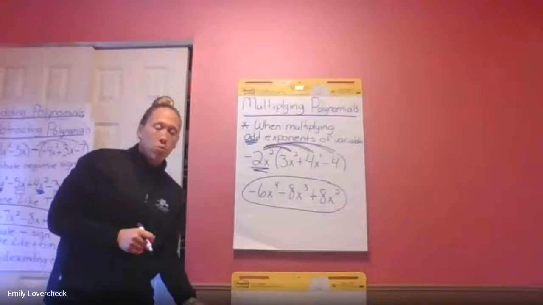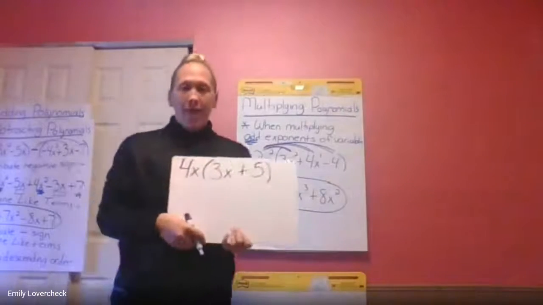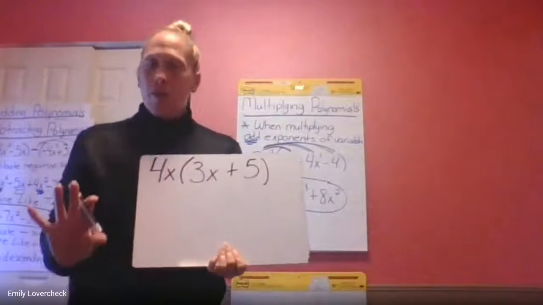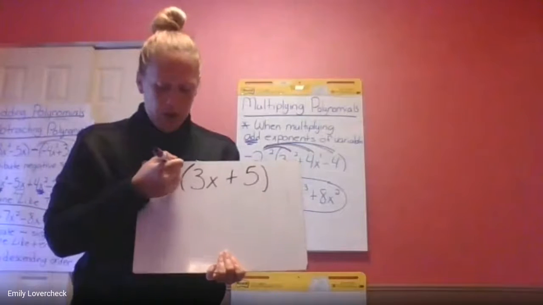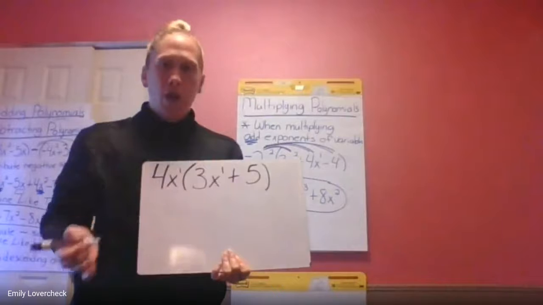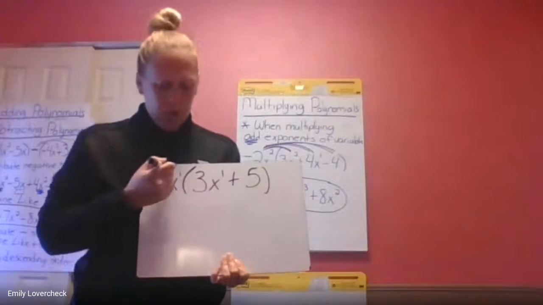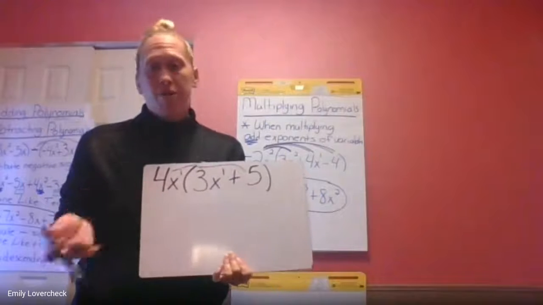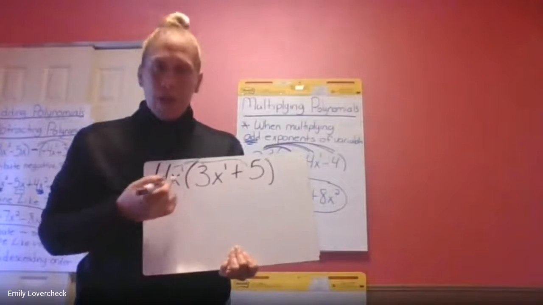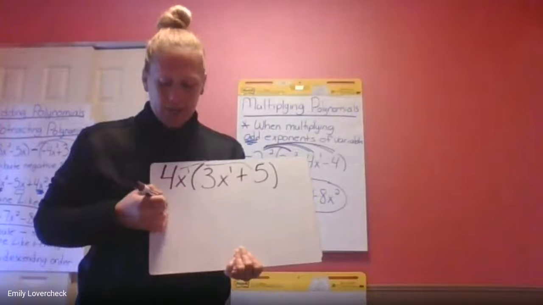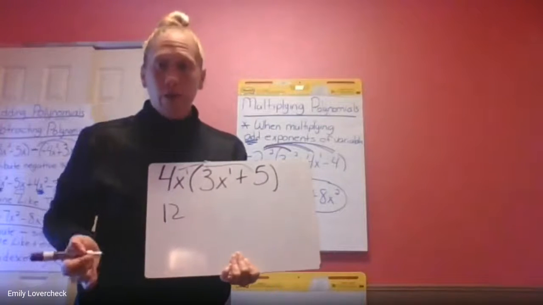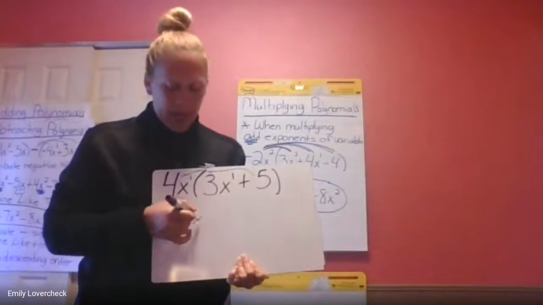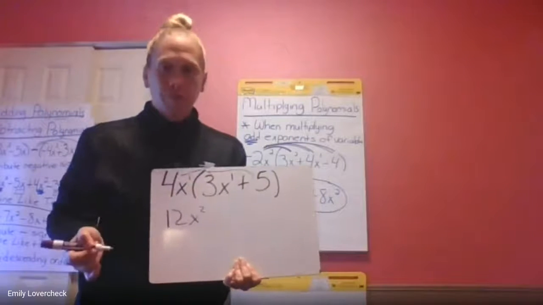Okay. Let's do 2 more problems. Let's say I have 4x times 3x plus 5. Something a little easier right away. I'm going to put my 1 on my exponents there, and all I'm going to do is distribute. You guys are really good at knowing that when there's a number in front, you always distribute. So I multiply 4 times 3, and I get 12. x to the 1 times x to the 1, so I add my exponents, and I get x squared.